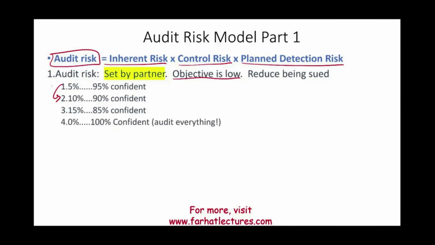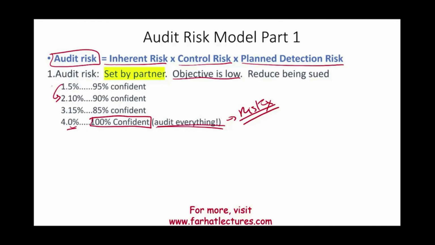Notice if I set my risk at 0%, it means I want to be 100% confident. It means I want to audit everything. Now, this is an extreme case, but when do I want to set the audit risk at 0%? It doesn't happen, but just to illustrate the point, what does 0% mean? 0% means I am dealing with a very risky customer, and because they are risky, I want to be 100% confident when I issue my report.